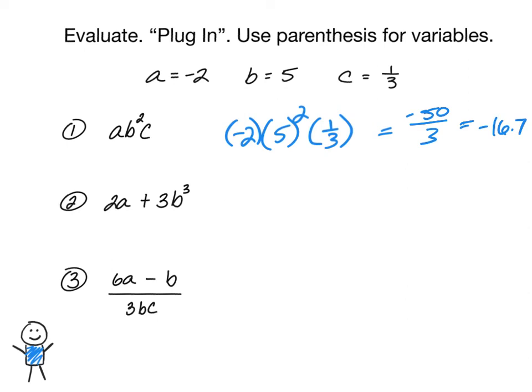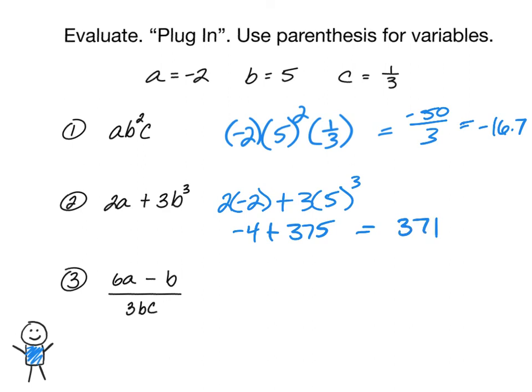Number 2 says 2 times the value of a plus 3 times the value of b to the 3rd power. Now I'm going to plug in or substitute those values. A is -2, and in place of the b, I'm going to plug in 5 from my values at the top that were given to me. 2 times -2 is -4. 3 times 5 to the 3rd power. 5 to the 3rd power is 125. 125 times 3 is 375. And then 375 minus 4, or -4 plus 375, is 371.